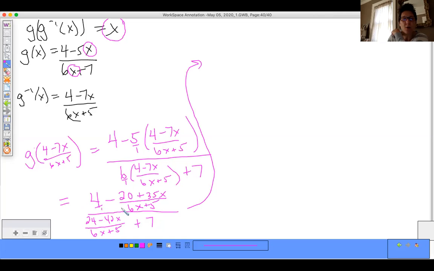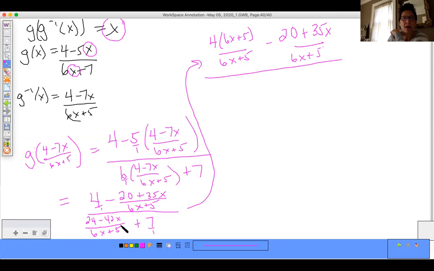And this is like a 4 over 1, and this is like a 7 over 1. So when I look at my numerator, the common denominator is 6x plus 5, because that's a 1, and that's a 6x plus 5. So that's going to be 4 times 6x plus 5 over 6x plus 5, and then minus 20 plus 35x over 6x plus 5. That's my numerator. Then going to my denominator, again, I have my 24 minus 42x over 6x plus 5, and then this is going to be plus 7 times 6x plus 5, over 6x plus 5.